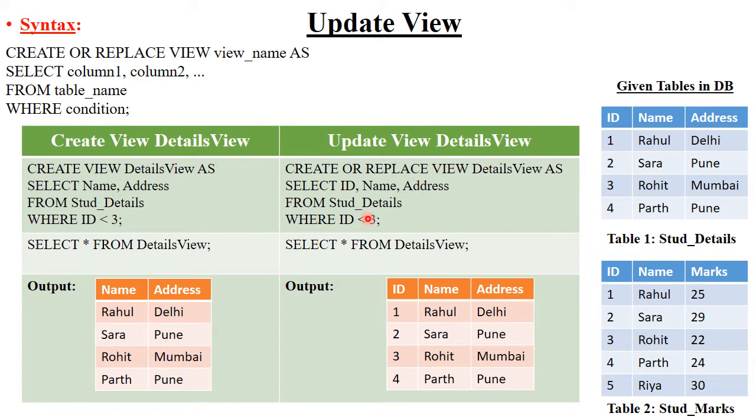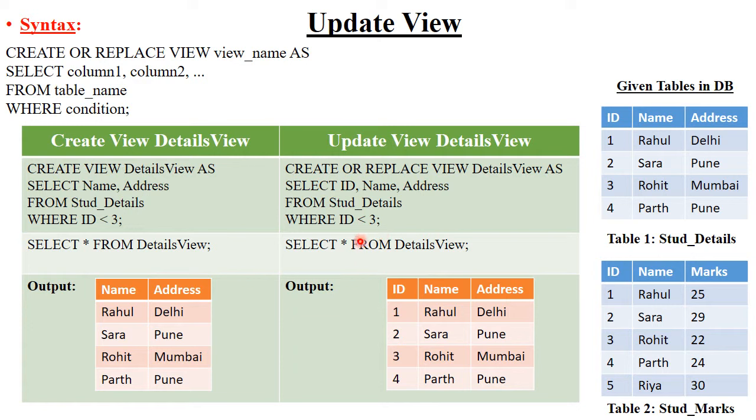So how to update this particular query? So for update purpose, you need to use create or replace these words. Okay. So create or replace view, and your view name is same, details view as, select name and address. Here is a name and address. Now you need to update the query. So update query, just add the column name like ID, name and address, and remaining query as it is.